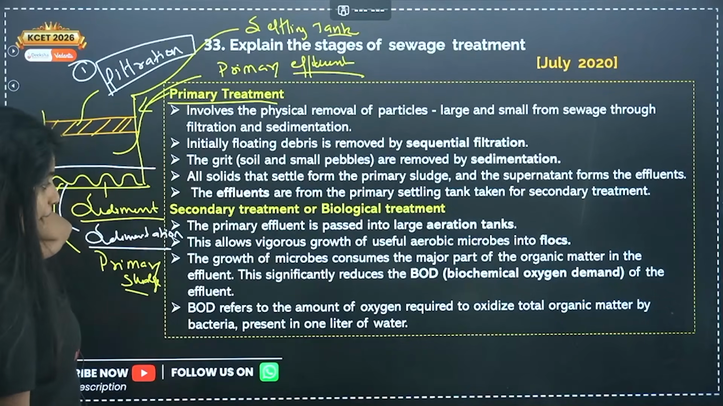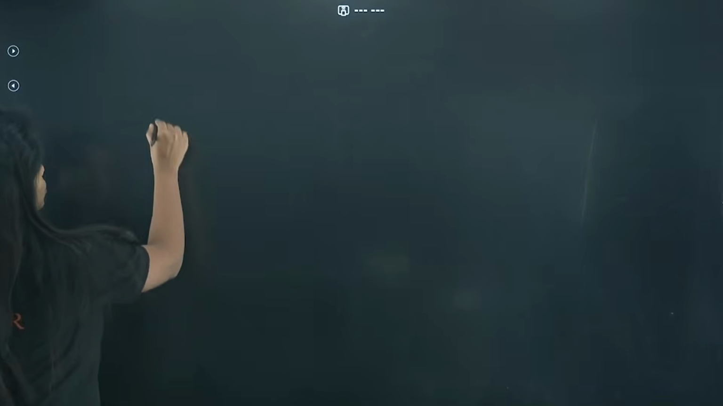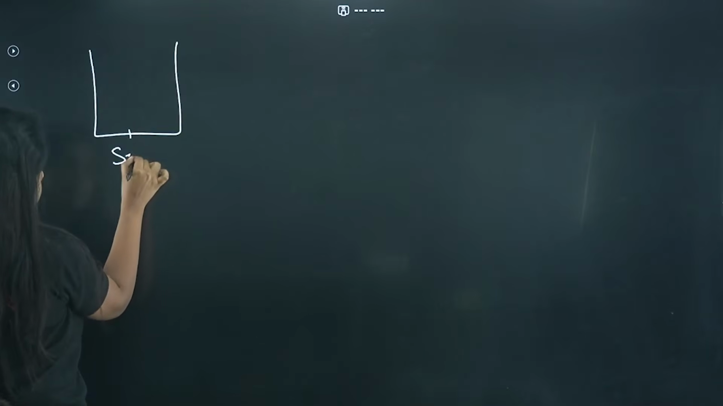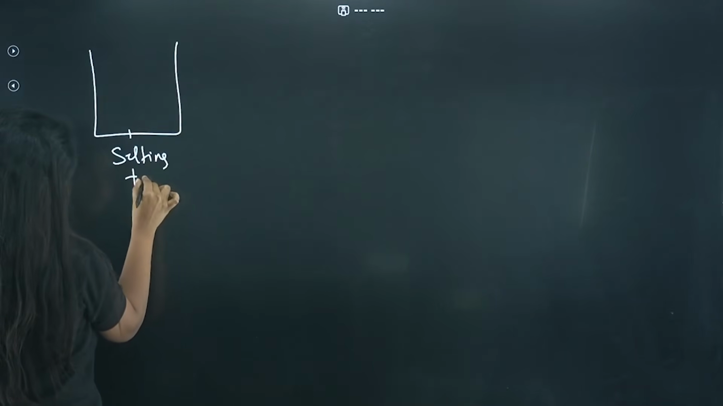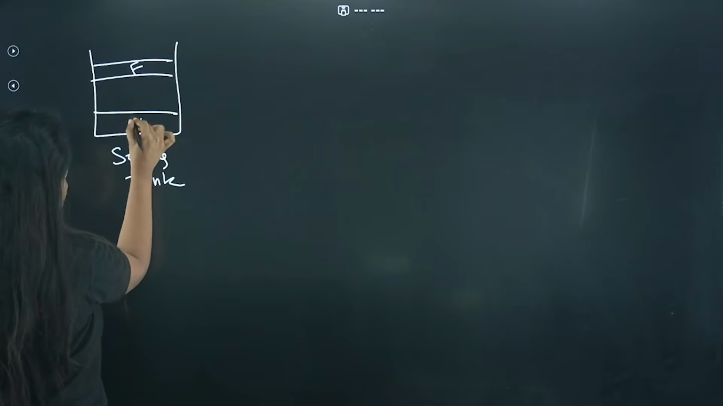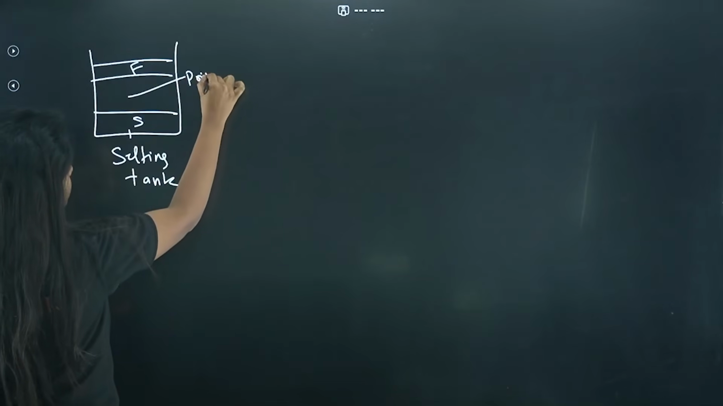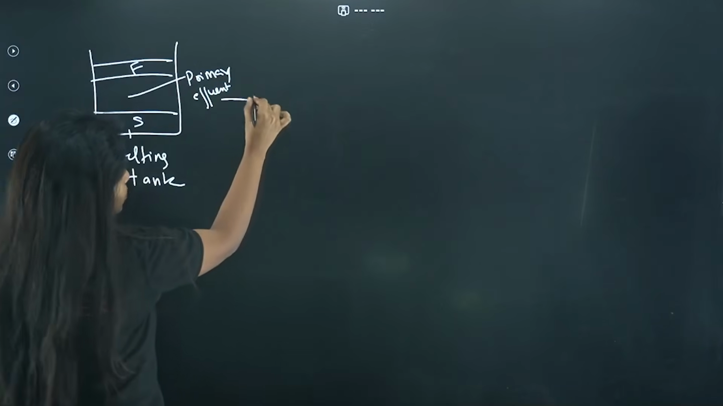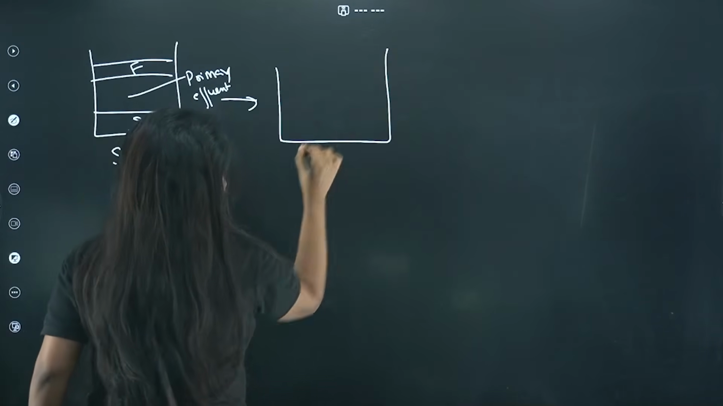Now, what exactly happens in the secondary treatment? So, for that, we need to draw some diagram. So the secondary treatment which is there, so first treatment was done in a settling tank. So, filtration was done, sedimentation was done. This was the primary effluent, right? This you put inside an aeration tank.